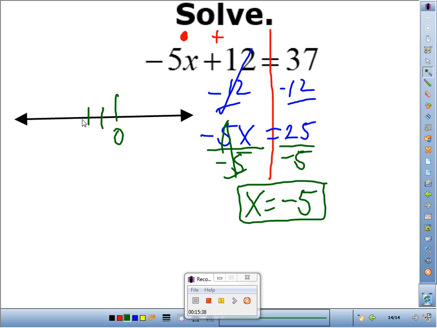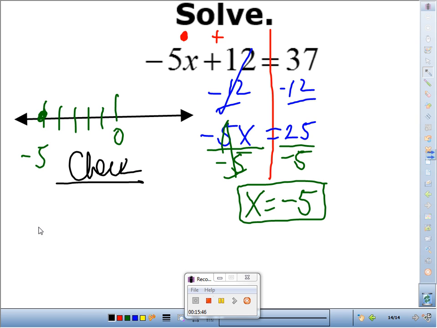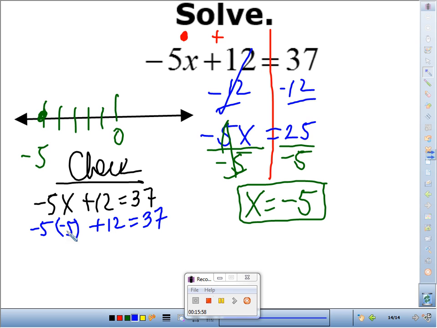0, 1, 2, 3, 4, 5. Plot your point, and then our check. Negative 5x plus 12 equals 37. But instead of x, I'm going to substitute negative 5. Bring everything else down. This is 25 plus 12 equals 37. Is that true? Yeah, 37 equals 37.